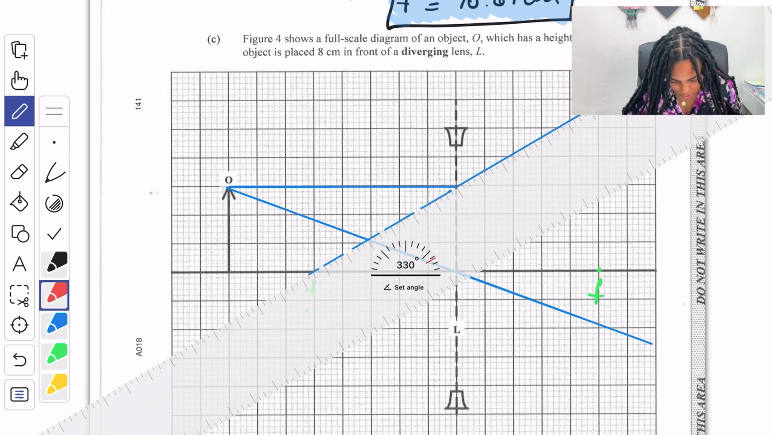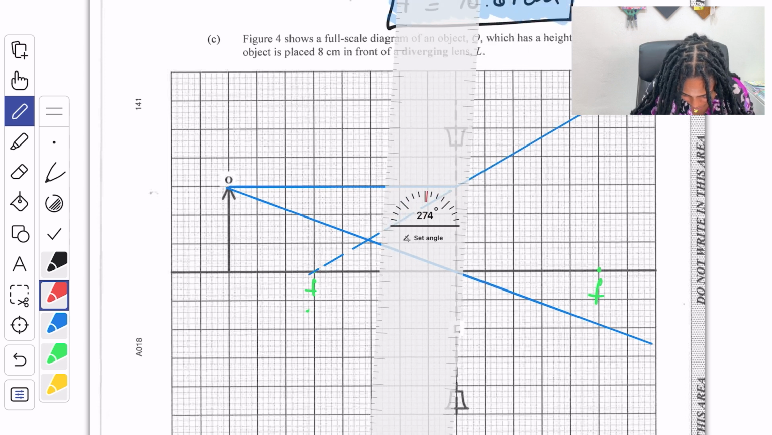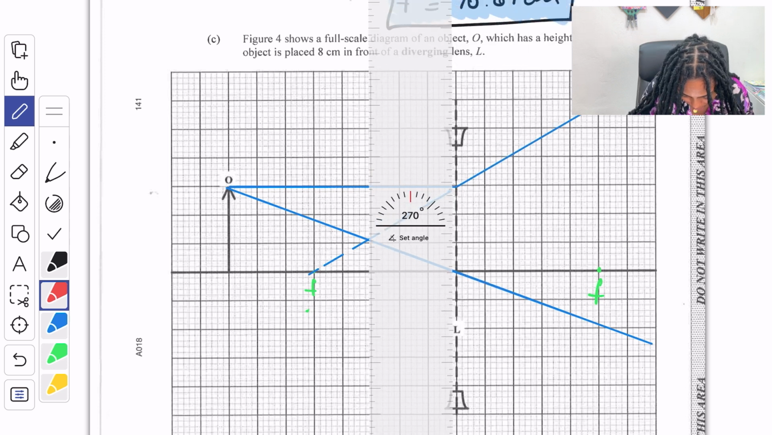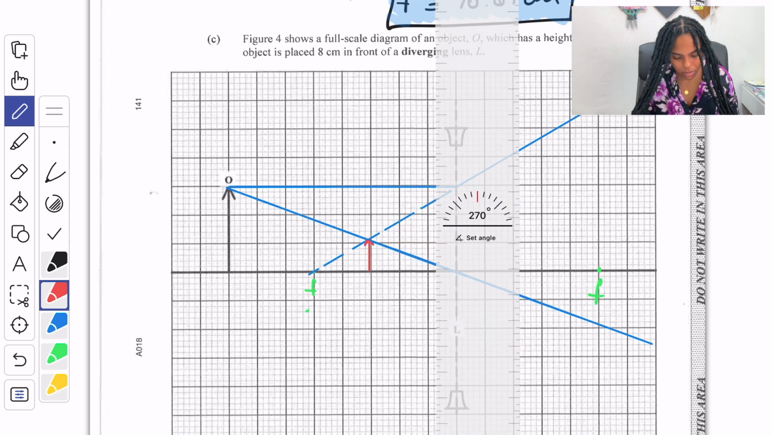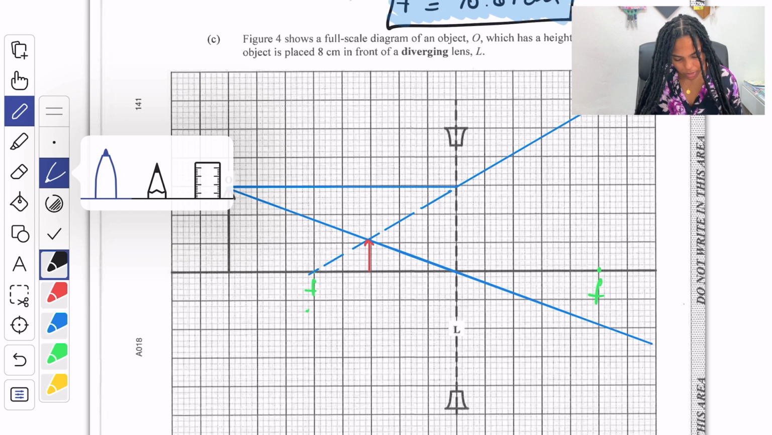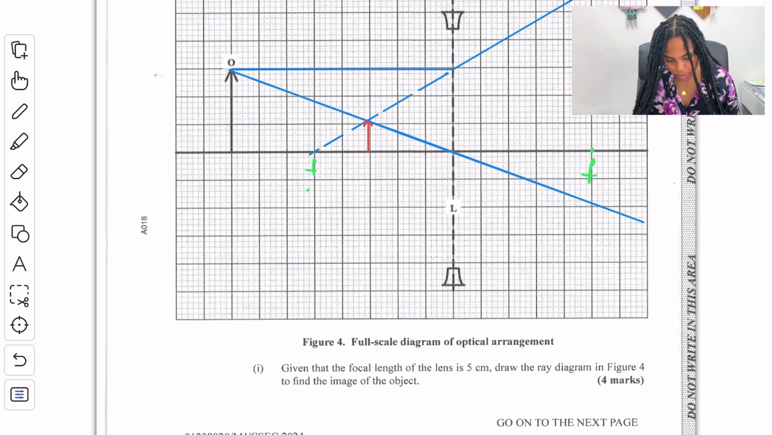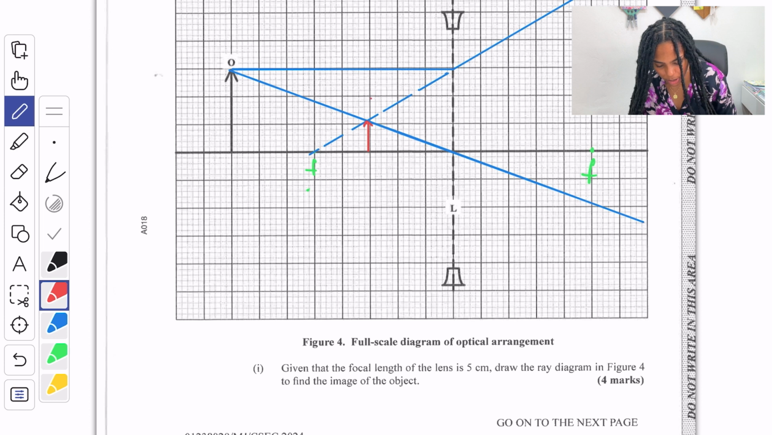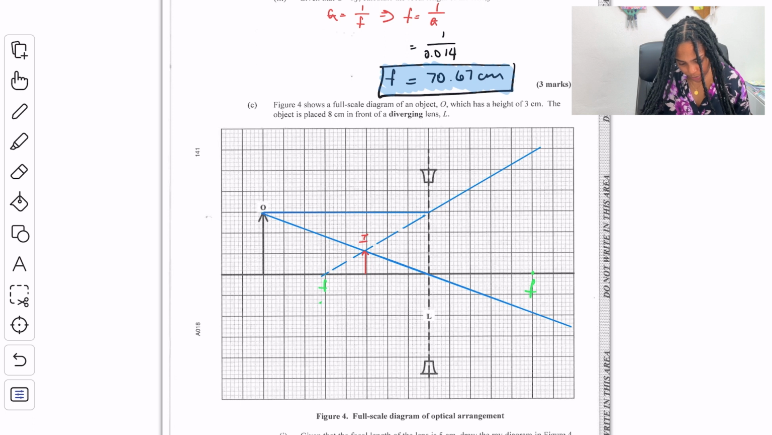So y'all should be able to use your rulers a lot better than I am here. So I'll just put it here because I keep getting mine to line up in the middle here. I've drawn mine there, and that will be my image. Let me put I for image. So I've drawn it, and then they're saying record the image distance.